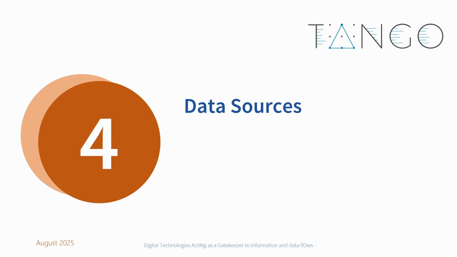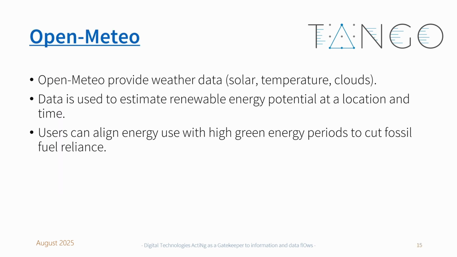Here we present all the data sources used by RENOPS and their purposes. These sources deliver detailed weather forecasts, including solar irradiation, temperature, and cloud coverage. Data is fetched via OpenMeteo API, and it is processed to estimate the renewable potential, a measure of how much renewable energy, such as solar or wind, is likely to be available at a specific location and time. By maximizing renewable potential, users can align their energy use with periods of high green energy availability, reducing reliance on fossil fuels.